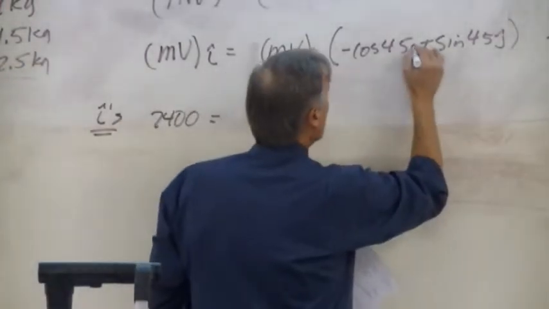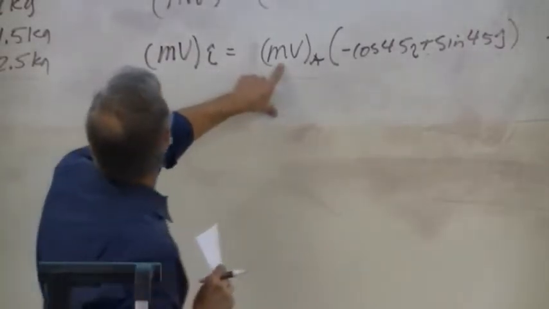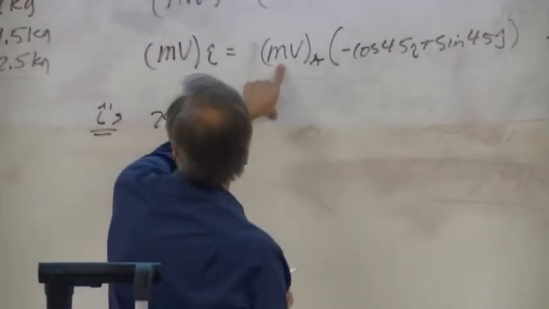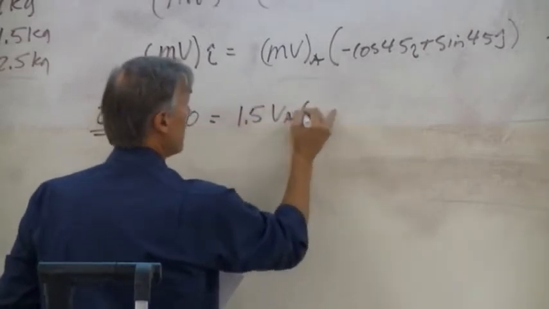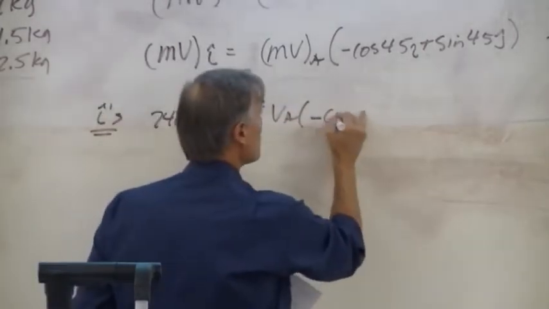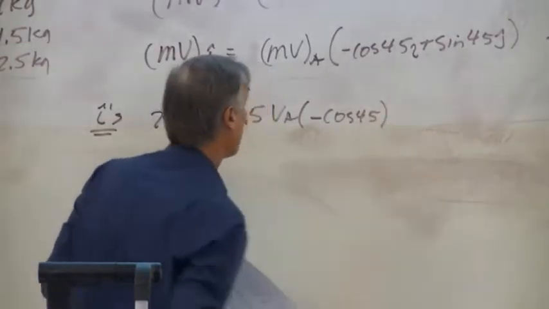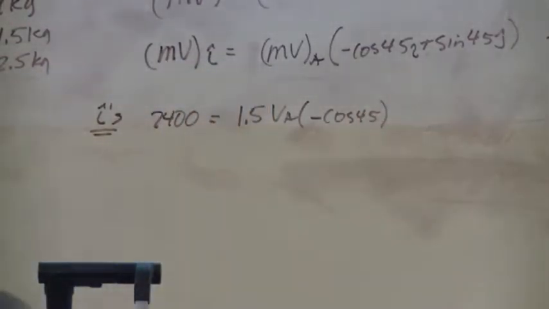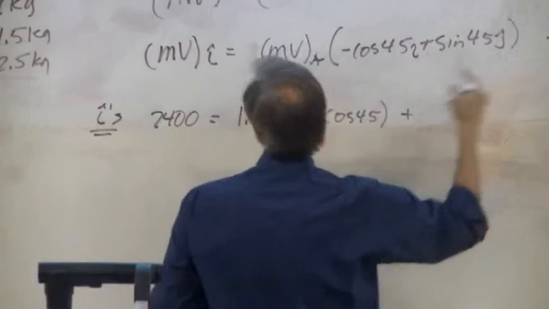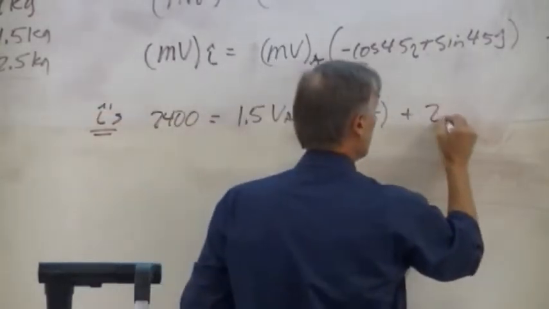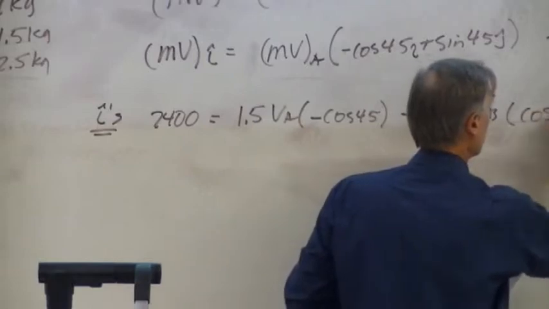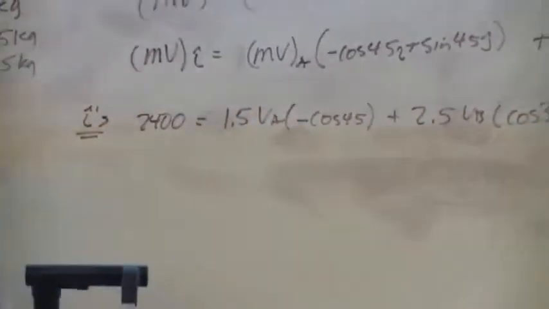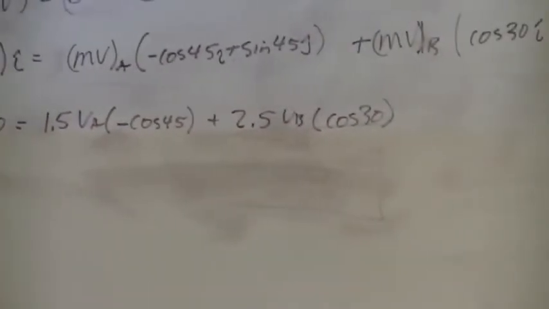This one in the i direction, I forgot that i. So the mass here is 1.5 v_A times minus cosine 45, plus v_B, which is 2.5, times cosine 30. Okay? That's our i's. Do the j's.